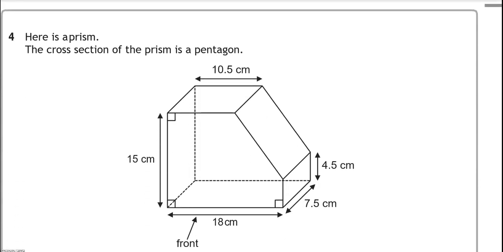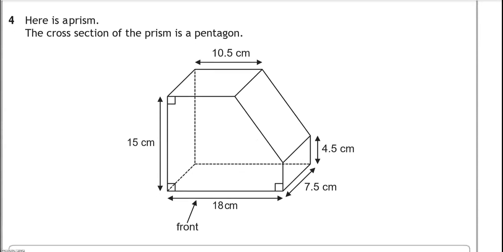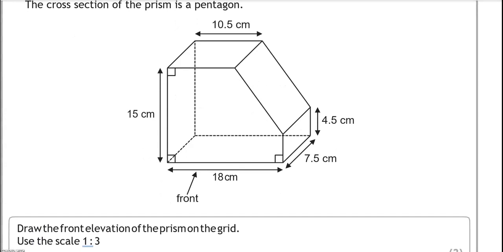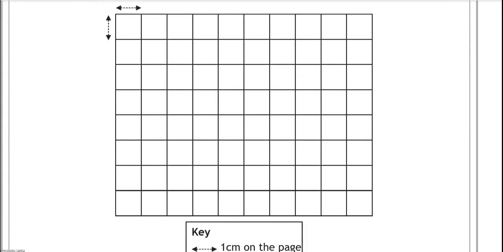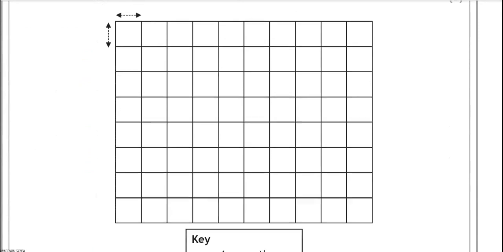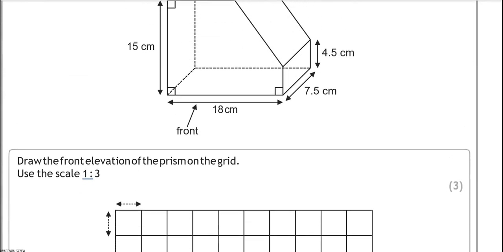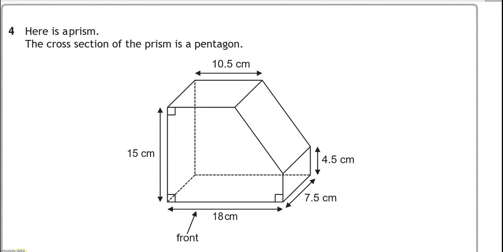Here is a prism. The cross-section of the prism is a pentagon. Draw the front elevation of the prism on the grid. Use the scale 1 to 3. So here we have the grid. First of all, let's write the dimensions. Then we're going to draw them in the grid.